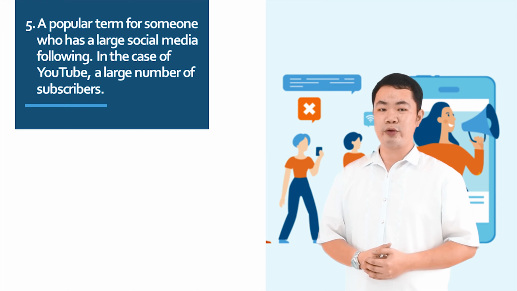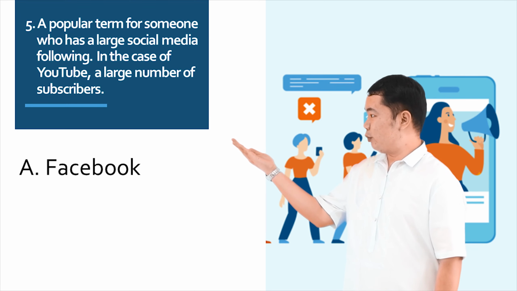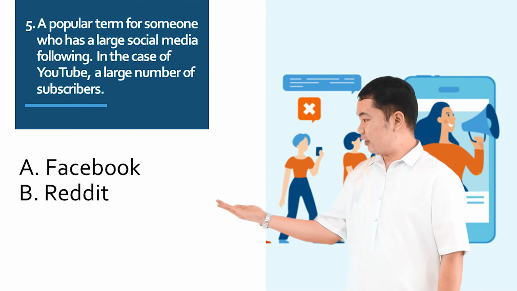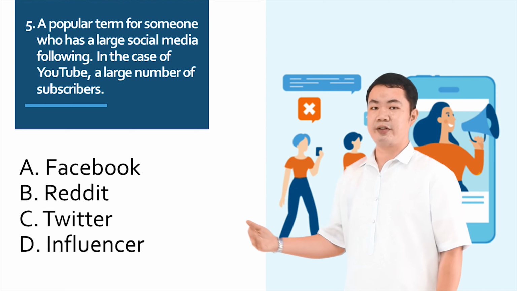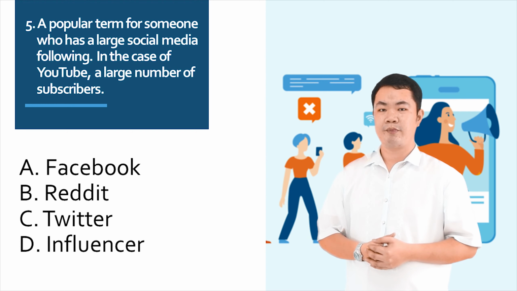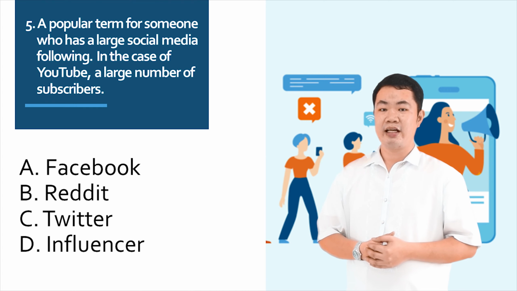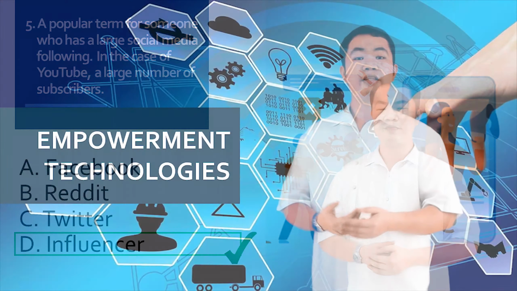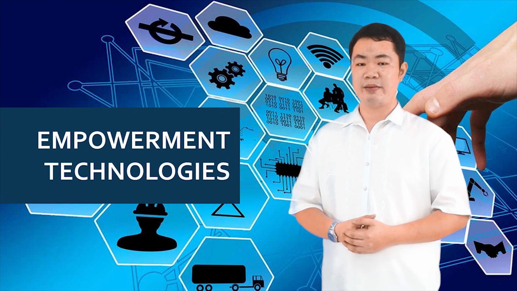And for our last question, a popular term for someone who has a large social media following, in the case of YouTube, a large number of subscribers. Letter A, Facebook. Letter B, Reddit. Letter C, Twitter. Or letter D, influencer. The correct answer is letter D, influencer. Good job! Thank you for giving your bright response to our assessment.